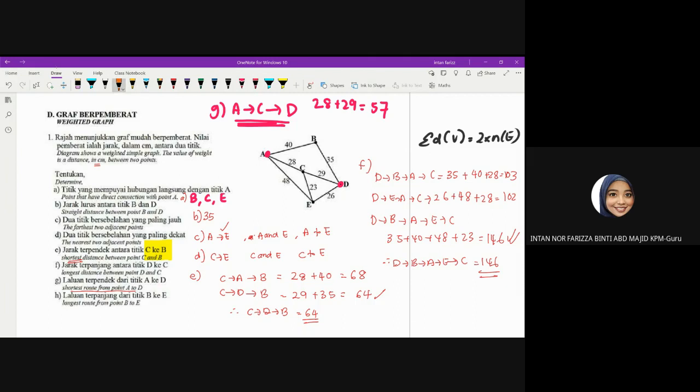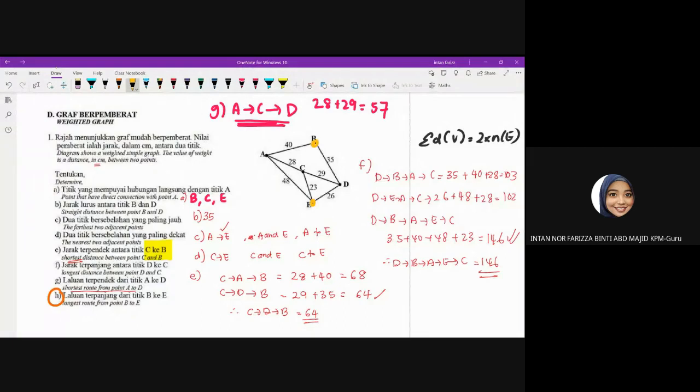The next one, we're going to look at H. Longest route from B to E. Let's erase this one. B to E, focus girls. B to E. Longest route, where is that? So for the longest route, maybe you have to do some calculation. Let's list out all the possible answers.